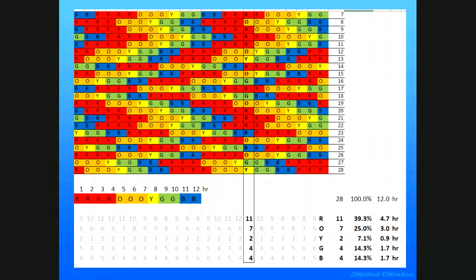Now, if 12 hours is our total time, so 100% of the cells is 28, then 11 reflects 39.3%, 7 reflects 25%, 2 reflects 7, 4 reflects 14.3, 4 reflects 14.3. And if the overall cycle is then 12 hours, which is the same number as 1 through 12 over here, then the red phase, based on calculation, reflects 4.7 hours. The orange phase would be 3. The yellow phase would be 1. The green phase would be 1.7 or 2. And the blue phase would be 1.7 or 2.